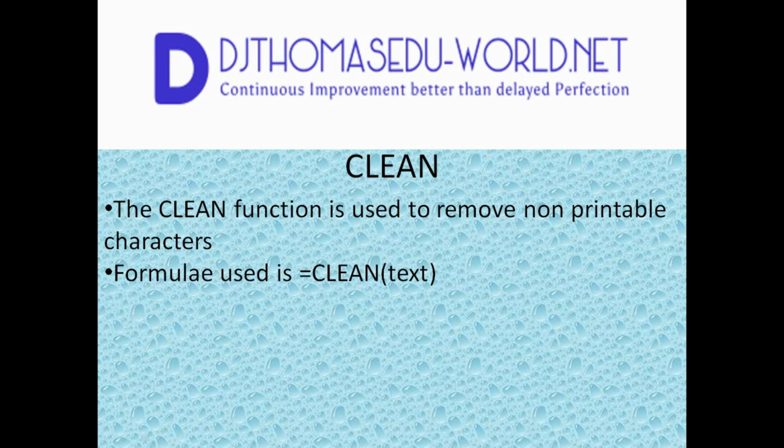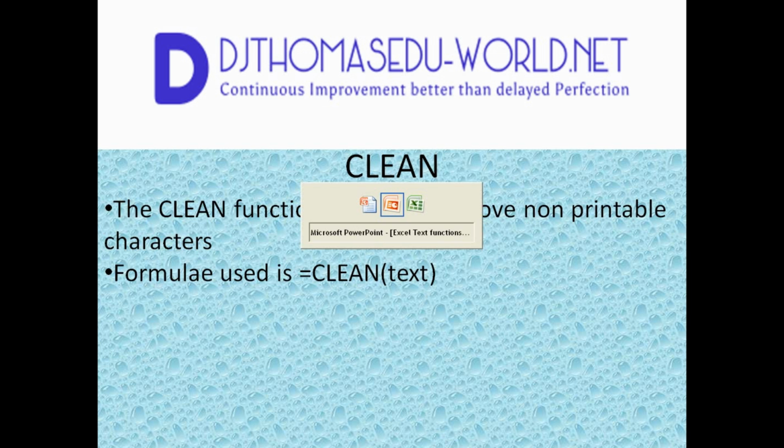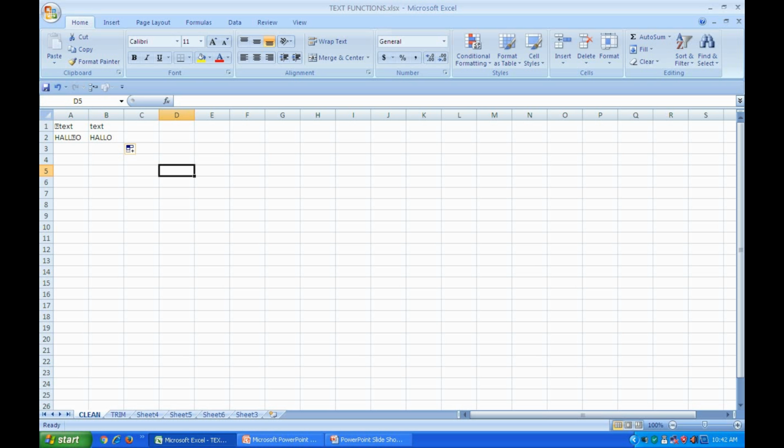The clean function is used to remove non-printable characters. The formula used is equals clean, and choose the text where there are non-printable characters, and they will be converted to printable characters. Let's see how it is done with the help of Excel. Now I have a spreadsheet. I have two texts. Before the first text you can see a question mark, which is a non-printable character, and in the second row I have typed hello, with a non-printable character embedded in between.